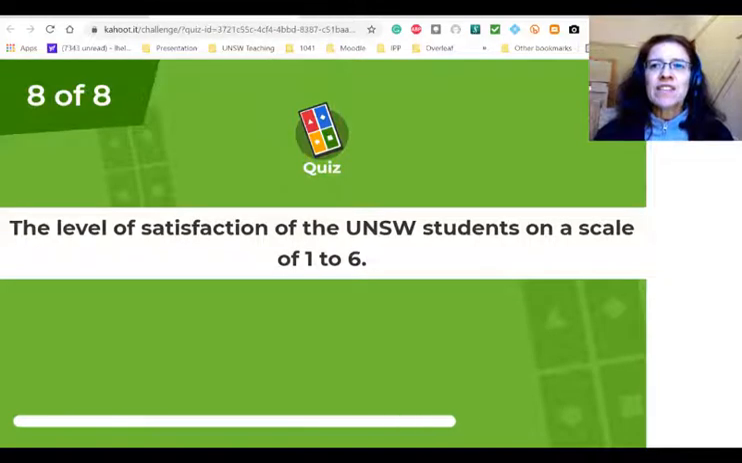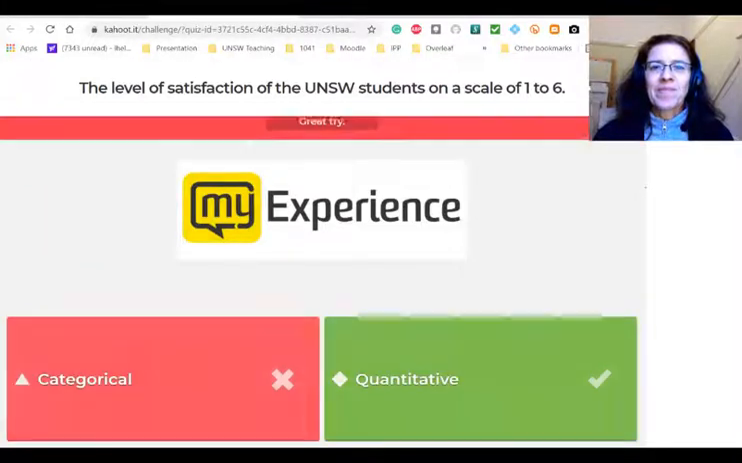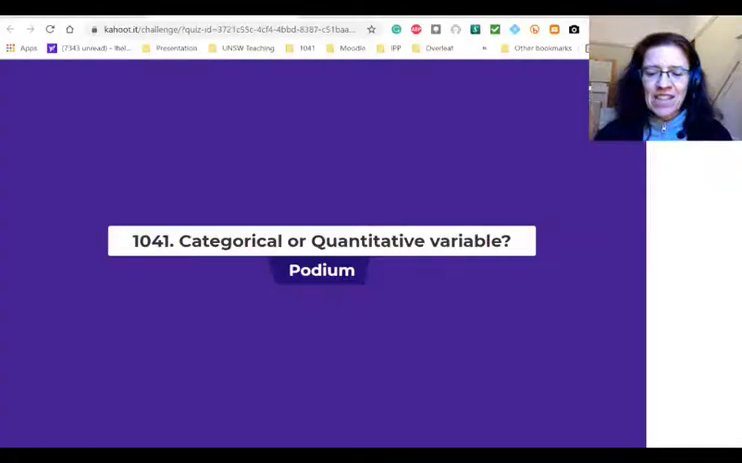Last one. The level of satisfaction of the UNSW students on a scale of 1 to 6. That's what you will feel at the end of the term. These are numbers on a scale, they can be compared. The average makes sense. Well, I hope it does because it's calculated and then given to me, so it better make sense. So that's the end of this Kahoot.